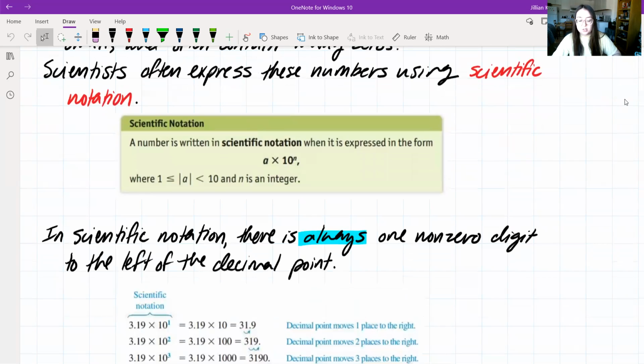A number is written in scientific notation when it is expressed in the form of a times 10 to the power of n, where 1 is less than or equal to the absolute value of a, which is less than 10, and n is an integer. By saying that n is an integer, that means that we can have positive or negative values of n. So keep that in mind for now. In scientific notation, there is always one non-zero digit to the left of the decimal point.